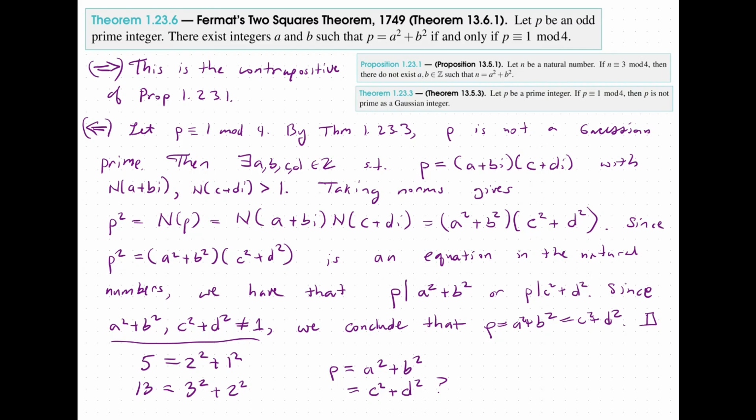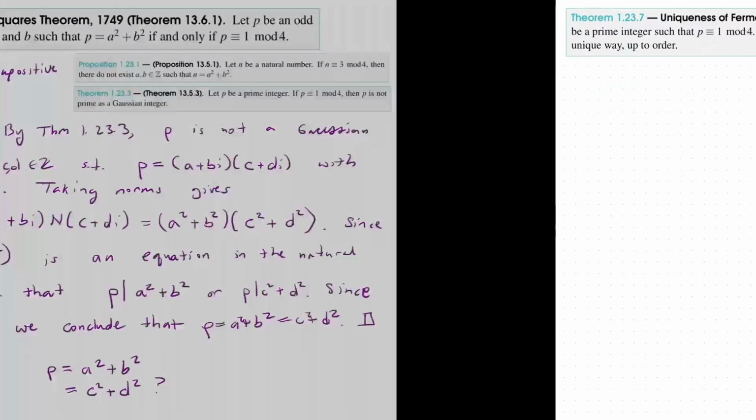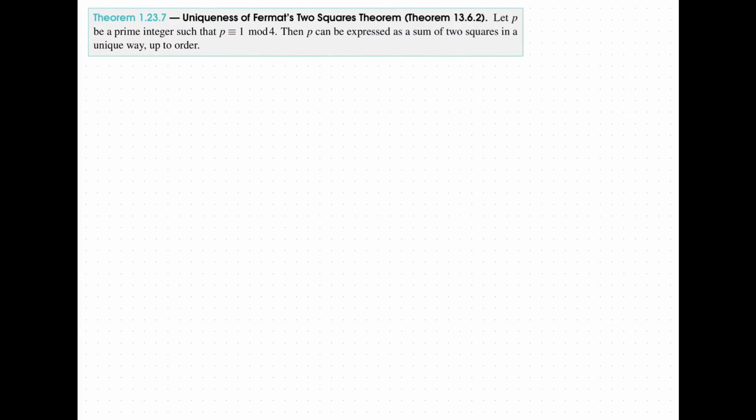But what if we had an arbitrary prime? How do we go about verifying that? Euler's proof just showed that a prime congruent to 1 mod 4 is a sum of squares, but it never said anything to the effect of how many ways we can write a prime that's congruent to 1 mod 4 as a sum of squares. And so that's our next statement, which tells us that there's only one way up to order that we can write a prime congruent to 1 mod 4 as a sum of two squares.